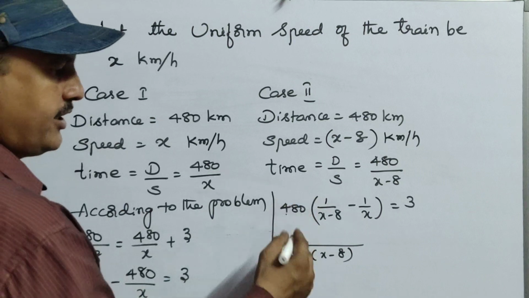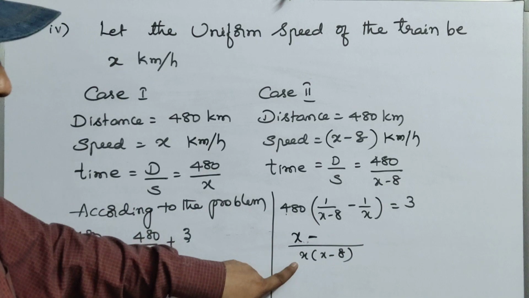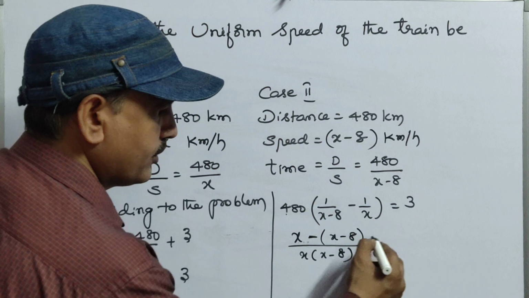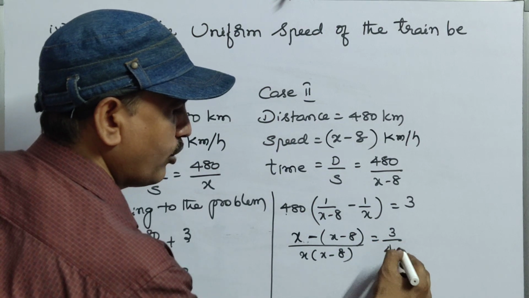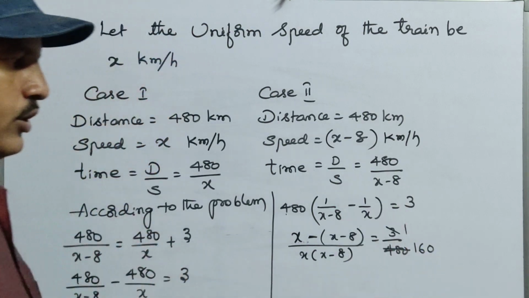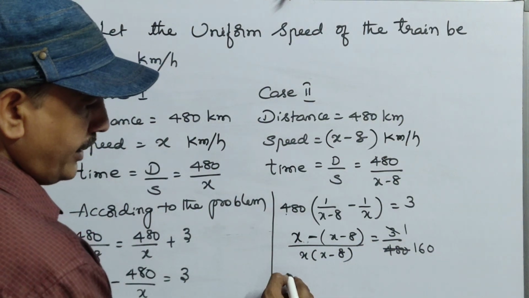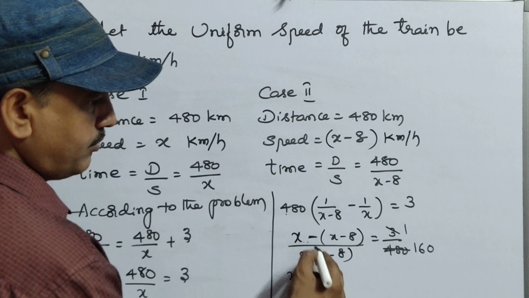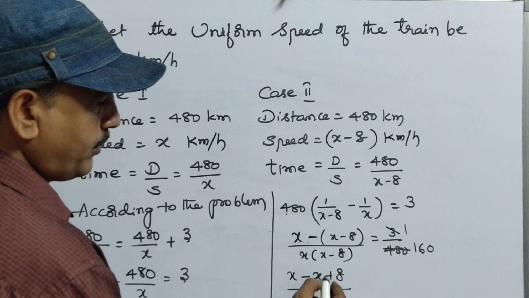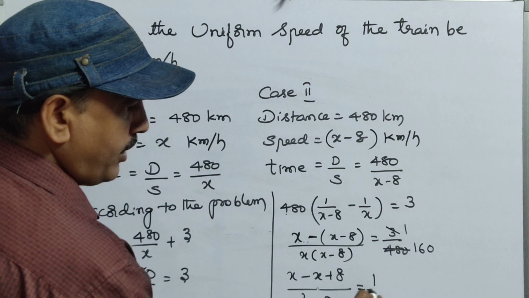Here x minus 8 is there, so x times. So x into 1 is x, minus. Here x is there, so x minus 8 times. So x minus (x minus 8) equals 3 by 480. 3 ones are 3, 3 sixteens are 48 and 0, so 1 by 160. So x minus x, minus into minus is plus, 8, by x into x is x square minus 8x, equals 1 by 160.